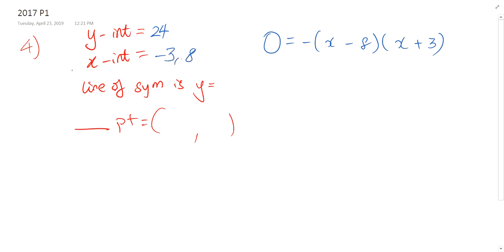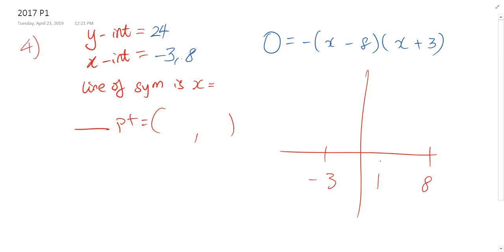Line of symmetry. It's not y equals to. A line of symmetry in this case will always be x equals to something. Okay, what is the line of symmetry then? How do you get it? Find the middle. The middle is negative 3 over here and 8 over here, right? Middle obviously is somewhere along this line. This length must be the same because they're known as midpoint. It is symmetrical about the line of symmetry, obviously.